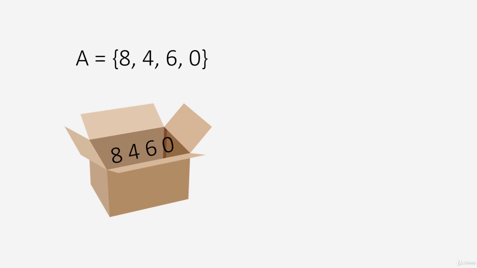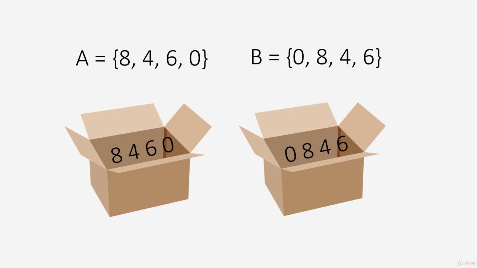Another thing I need to mention is that sets are unordered. What does that mean? Well, if you take a box and fill it with numbers, it doesn't matter what number is most right. All we care about is if the number is in the box. So, for example, if I create set B that contains 0, 8, 4, and 6, it is the same as set A. Why? Because every element that is in set B is also in set A, and every element that is in set A is also in B.